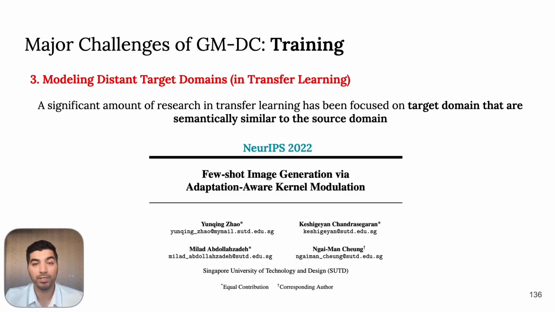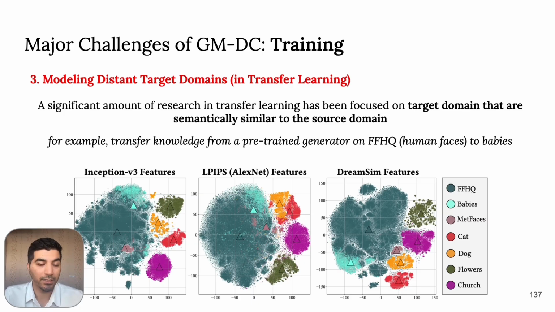In our recent NeurIPS 2022 paper, we analyzed the setup for related works in the literature and show that a large amount of research in transfer learning is focused on target domains that are semantically similar to the source domain. For example, transferring knowledge from a pre-trained generator on human faces to babies. And we plot these setups over here.